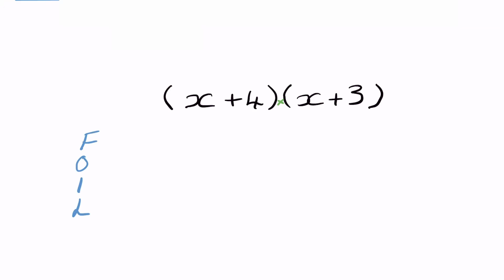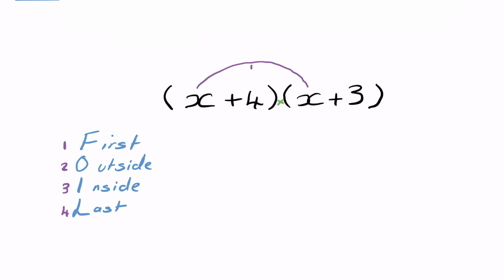So FOIL, the F stands for first, O for outside, the I for inside, and then the L for last. So to begin with, we do the first, and that is this letter here. We're going to multiply this term in this bracket by the first in this bracket. So that's number 1. That's your first. So x times x, that gives you x squared.